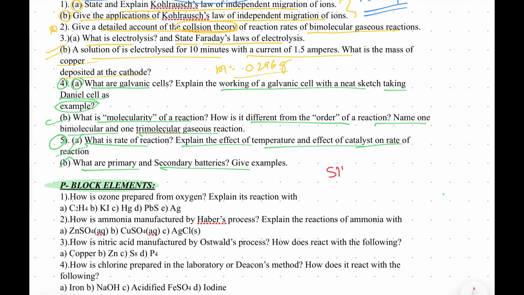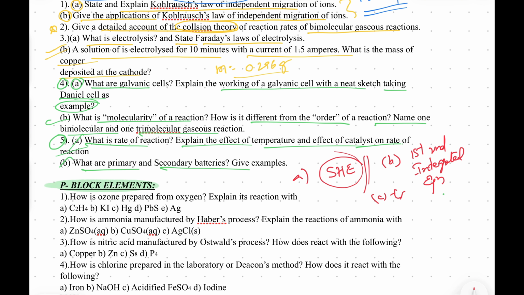Standard hydrogen electrode, they are asking. This is also an A, B combination. And not only this, we have half-life, first order and second order integrated equations. They are asking the integrated equations. Sometimes the combination of these two, the half-lives of first order and second order, they are also asking. Don't forget, this is also there in our syllabus.